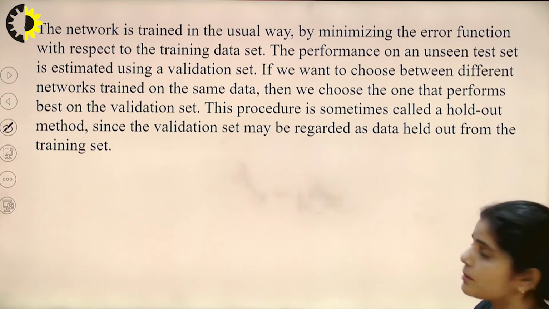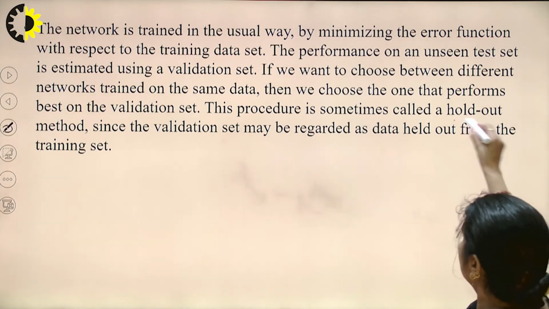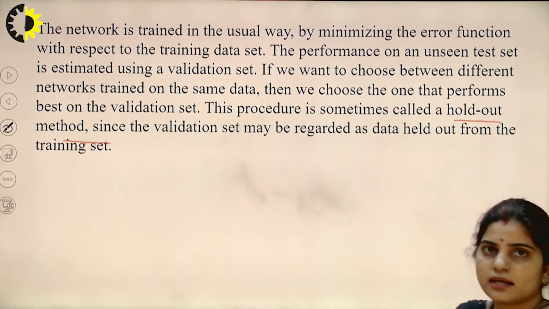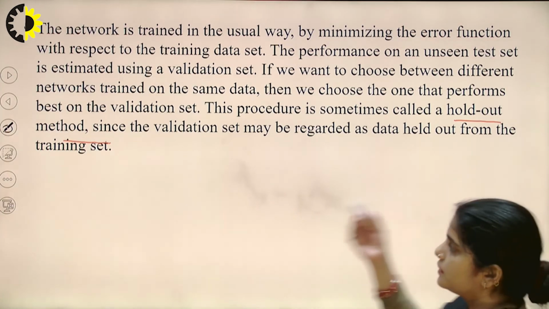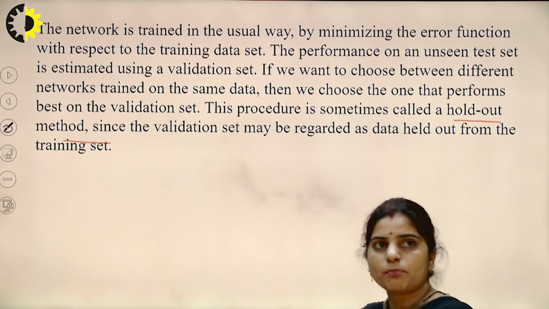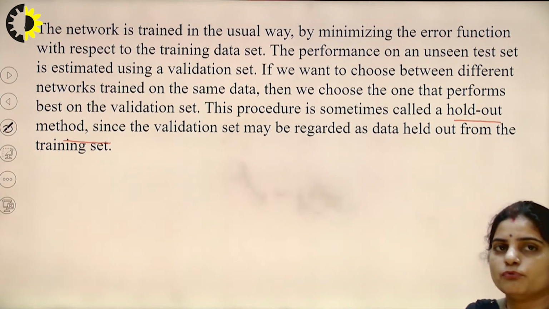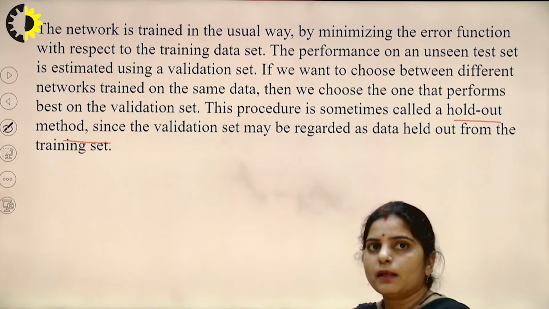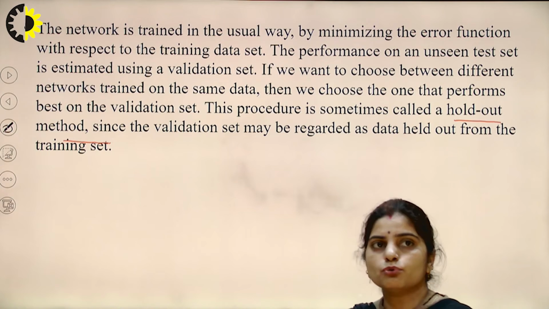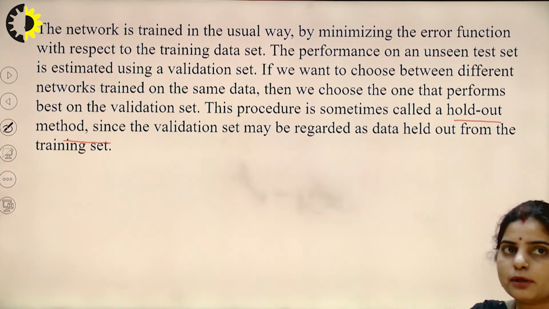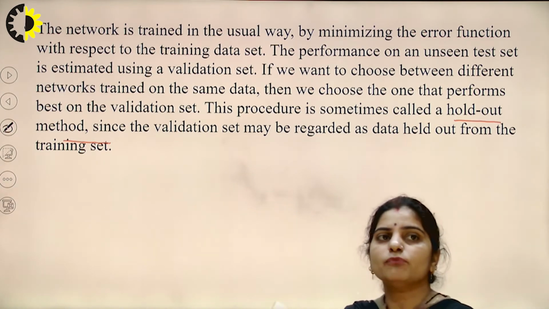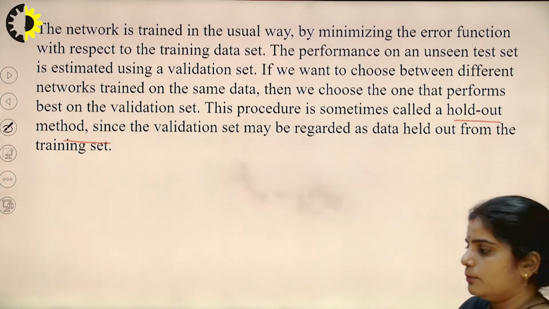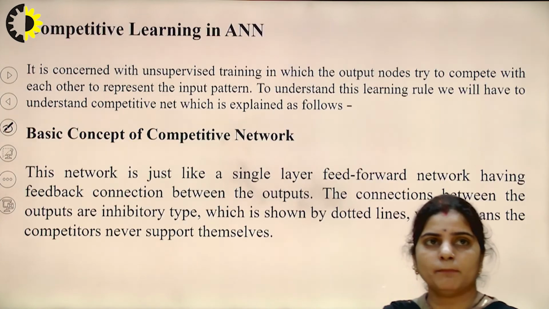This procedure is sometimes called the holdout method, since the validation set may be regarded as data held out from the training set. The holdout method is a method through which we can choose between different networks which are trained on the same data. Then we have to choose the network which is performing best on the validation set. This whole procedure is known as the holdout method.